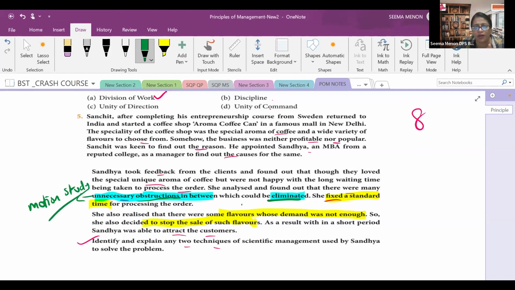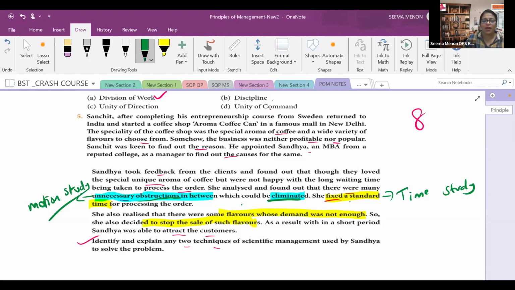Now let's find out another. Fix a standard time. Standard time means we know what it is. That is time study. Time study means for every product, to complete the output or complete the task, they have to set a standard time. Okay. So that is one of the techniques you will explain.